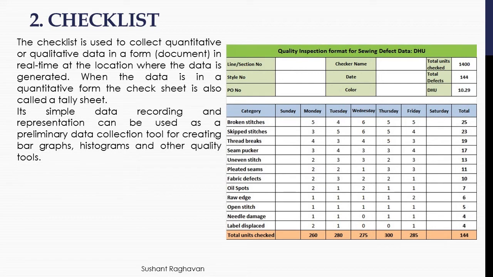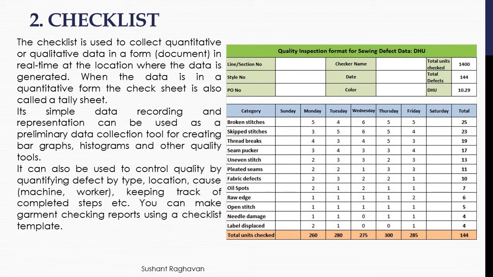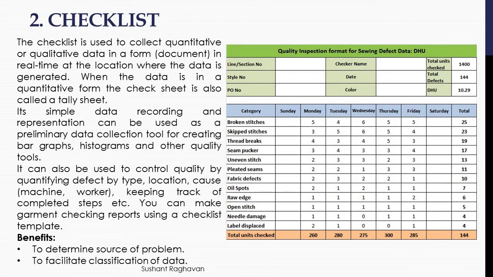It is simple data recording and representation, can be used as a preliminary data collection tool for creating bar graphs, histograms, and other quality tools. It can also be used to control quality by quantifying defects by type, location, cause, machine, worker, keeping track of completed steps, etc. You can make garment checking reports using a checklist template. Benefits: to determine source of problem, to facilitate classification of data.